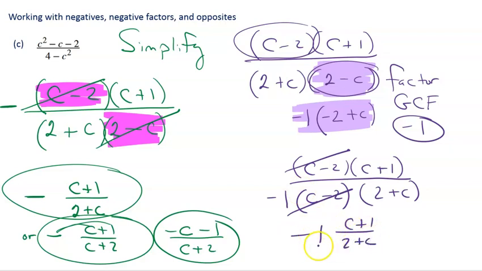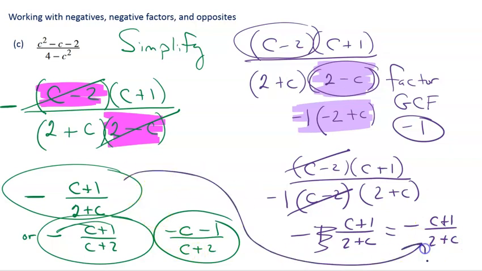Remember, we talked about not having to write that negative, so I cannot write that, and my answer is equivalent to negative c plus 1 over 2 plus c. Or I could say c plus 2, and look at that answer right there. They're the same, except I have 2 plus c on both of them. But c plus 2 is totally appropriate as well.